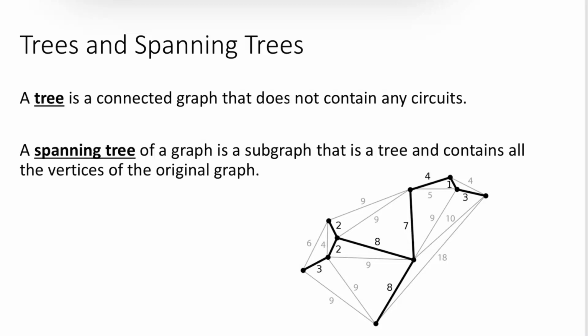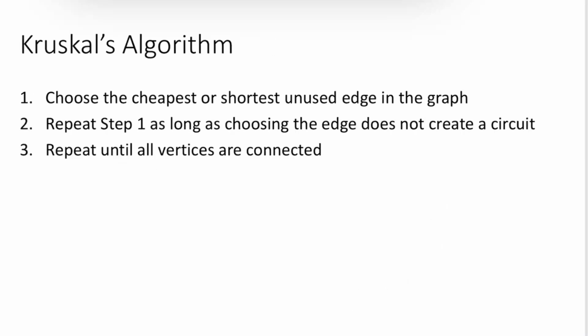All right, so just as a reminder, a tree is a connected graph that does not contain any circuits. And a spanning tree is a subgraph, which means you're just taking parts of the original graph. And that subgraph needs to be a tree and contain all of the vertices of the original graph in order to be a spanning tree. So Kruskal's algorithm allows us to find the cheapest spanning tree in any given graph.